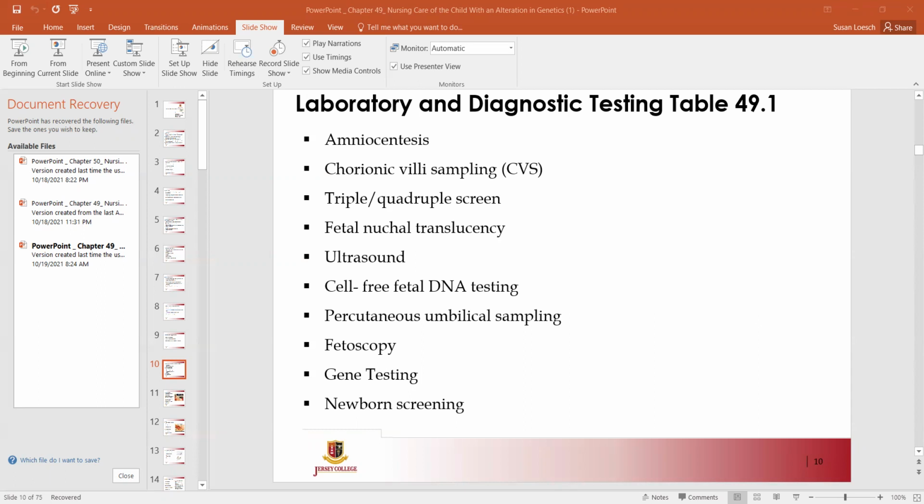Rather than analyzing amniotic fluid to detect abnormalities, percutaneous umbilical sampling directly assesses fetal blood. This is especially helpful in a patient who may have an immunized pregnancy from Rh disease or from another antibody sensitization.